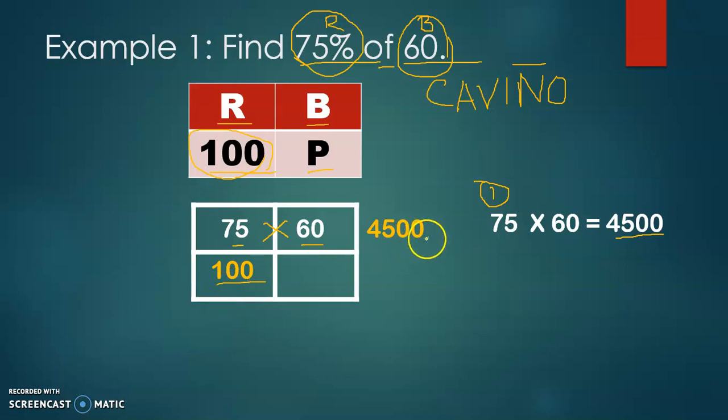Dahil ito ay powers of 10, so move tayo. 1, 2. That is 4,500 divided by 100. So, nandito ang decimal point. Now, the answer is 45. Okay? So, ganun lang siya kadali.